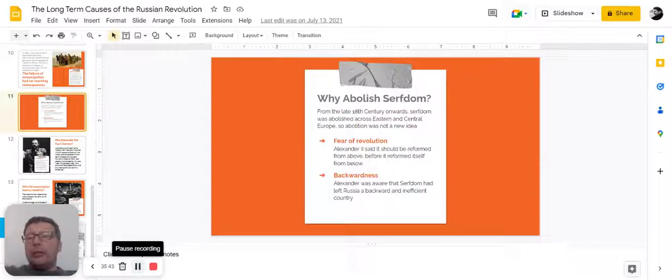So there were some good reasons for wanting to abolish serfdom. From the late 18th century onwards, serfdom was abolished across Eastern and Central Europe, so abolition was not a new idea. It had been something that had been ongoing. Alexander II was known as the Tsar Liberator, and the extent to which that's true is very, very debatable, given what we've just said about the shortcomings of the emancipation.